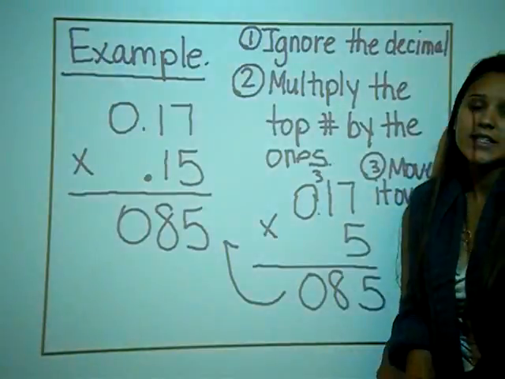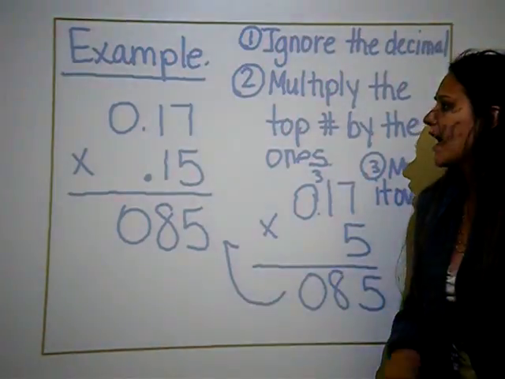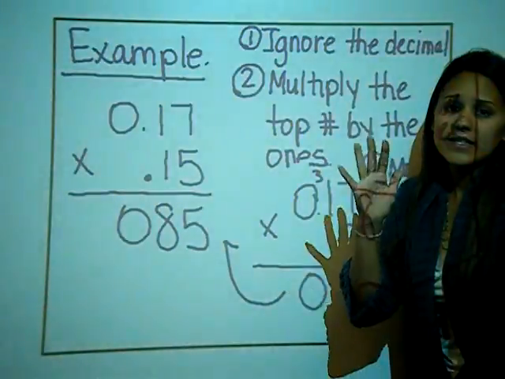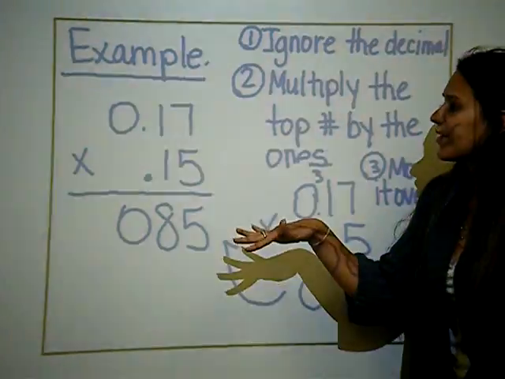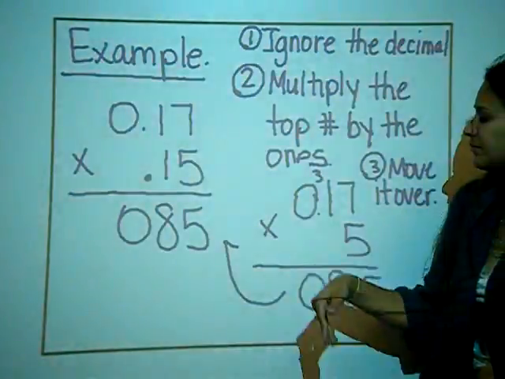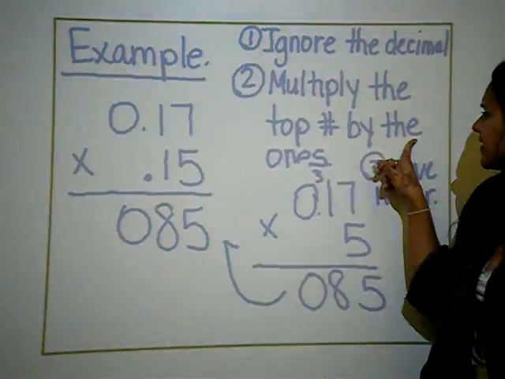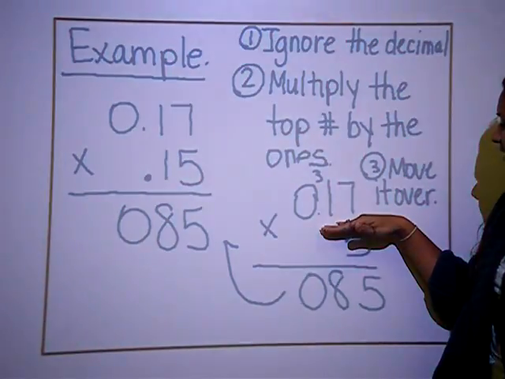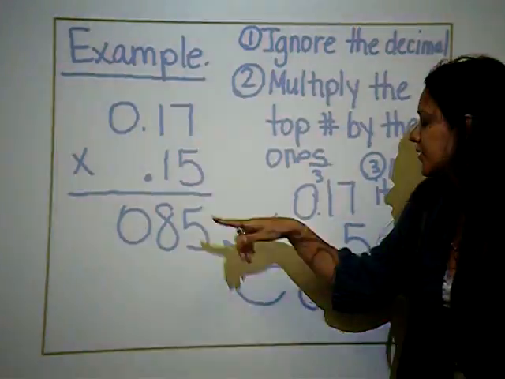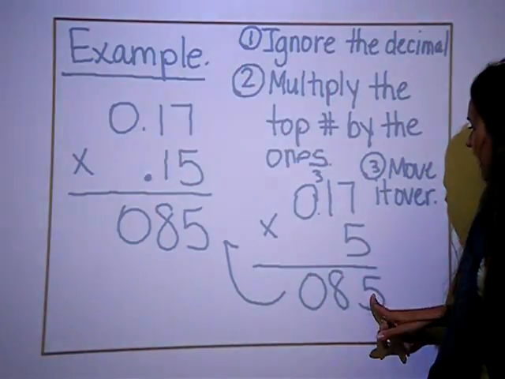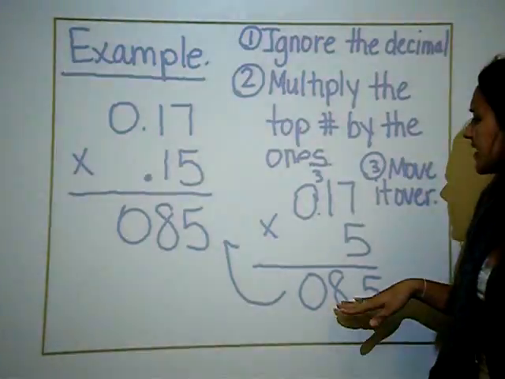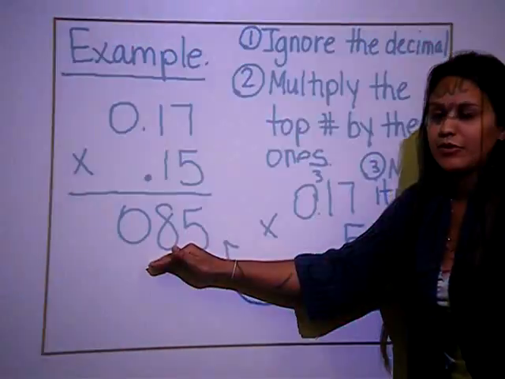So let's look at our first example. In your left-hand column, go ahead and write 1.7 times 1.5. I've always said before that you just need to ignore the decimal. Pretend that this just says 17 times 15. So we're going to multiply the top number by the ones. So we have 17 times 5. 7 times 5 is 35. 1 times 5 is 5 plus 3 is 8. And you're going to bring that number up and over.